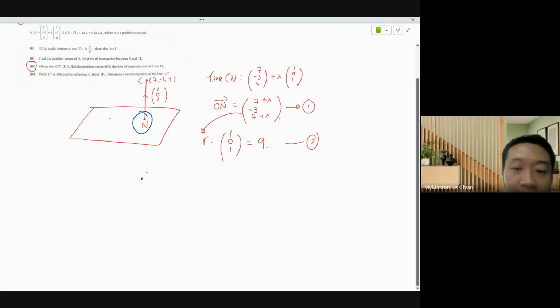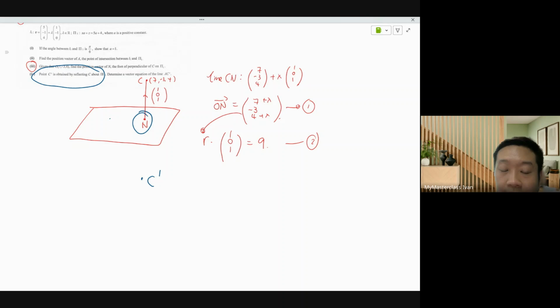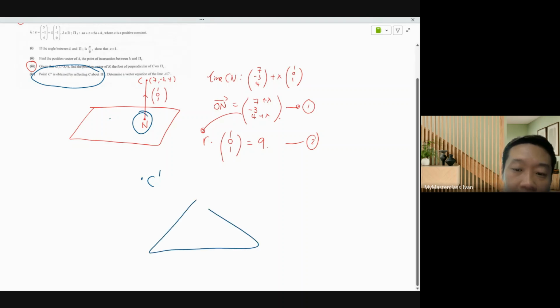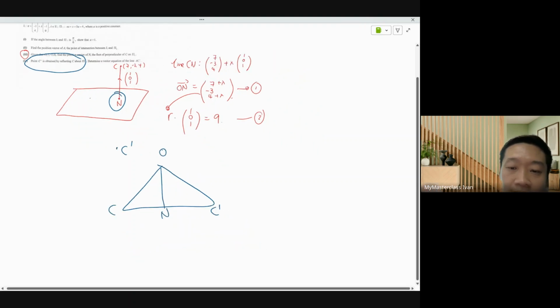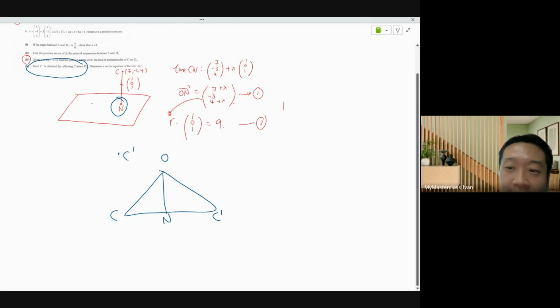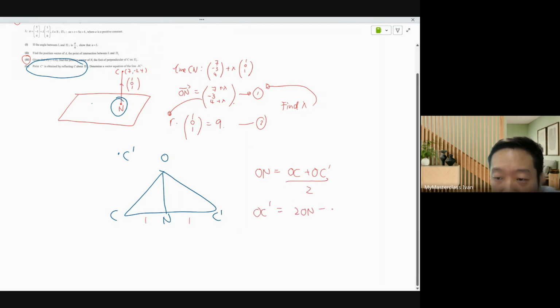Okay. Then, guys, when you see the word reflection, what theorem do you use? Ratio theorem. Oh, okay. So O, C, N, C prime. Basically, your job here is to find the lambda and then sub it back to here. You get ON already. Then this is 1:1. ON is equal to OC plus OC prime over 2. OC prime is equal to 2ON minus OC.